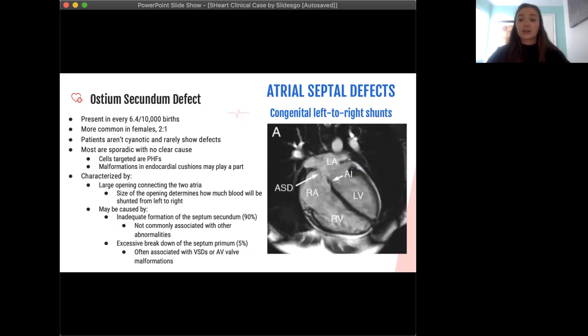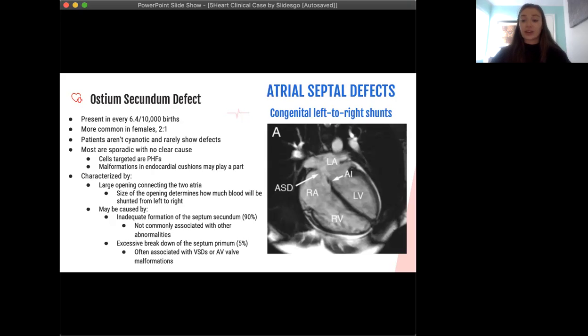So the ostium secundum defect is characterized by a large opening connecting the two atria. The size of the opening depends on how much blood will be shunted from the left atrium to the right. There are actually two causes of this defect. The most common includes inadequate formation of the septum secundum, so the second septum that's formed, which is present in about 90% of the cases that you see. And it isn't usually associated with any other anomalies of the heart, so it tends to be the less serious form. In about 5% of cases, there is an excessive breakdown of the septum primum.